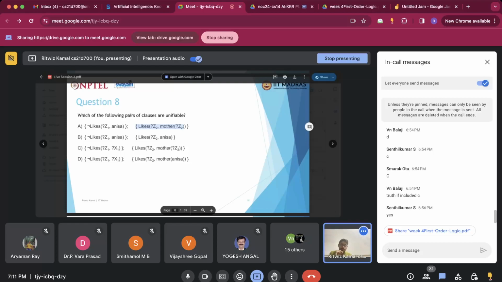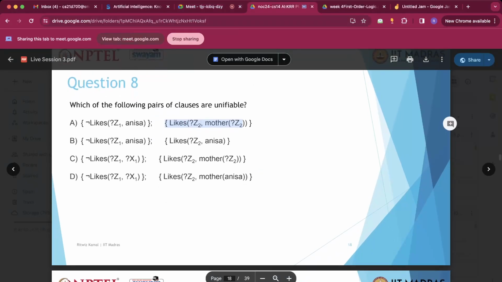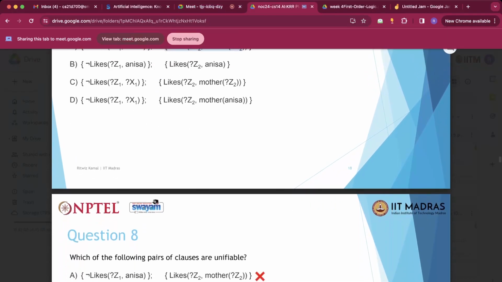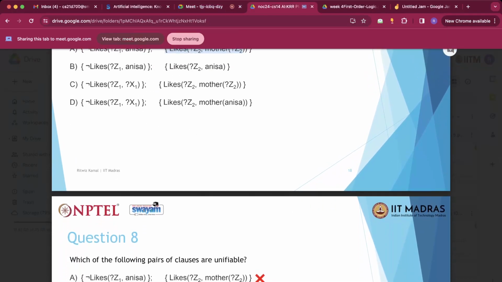Any guesses? In the first one, Anisa is a constant. A constant has to match with the constant, but the second need not be the same constant. Maybe option A is wrong. Okay, let's check. It is in fact correct. We can only replace or substitute a constant with a constant if it is identical, right? So option A is incorrect.